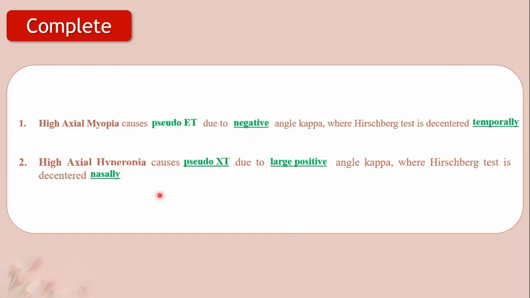But for hyperopia, you can imagine that hyperopia is an exaggeration of the normal. So normally the angle is positive. So in hyperopia, we have an abnormally large positive angle kappa. So it's easy to memorize the answers of this question.